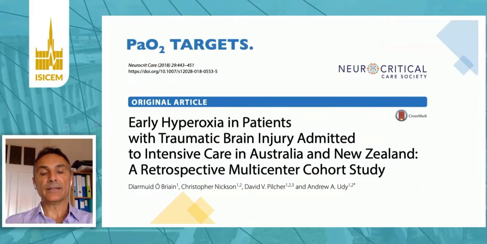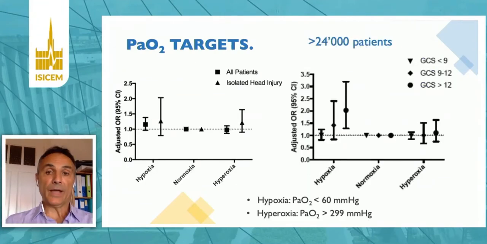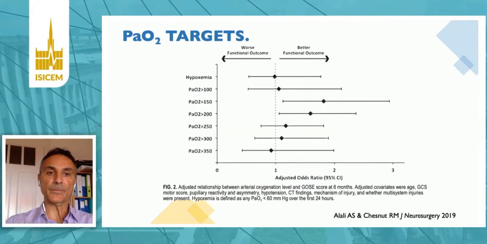Other retrospective data analyses, using a large amount of data from Australia and New Zealand, more than 24,000 patients, show that the adjusted odds ratio for a poor recovery after traumatic brain injury is for hypoxia below 60 and for hyperoxia, but again with a threshold, a target above 300. So it looks like 300 is something that you really want to avoid, and definitely hypoxia, which we already know is bad for the brain.